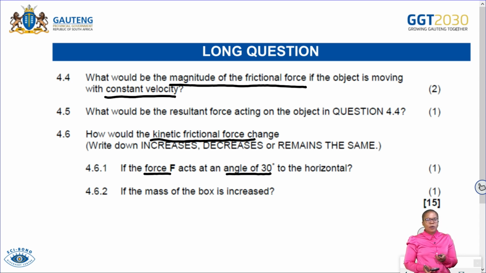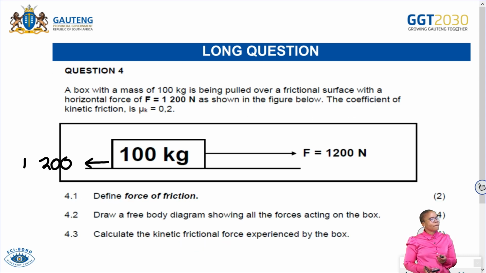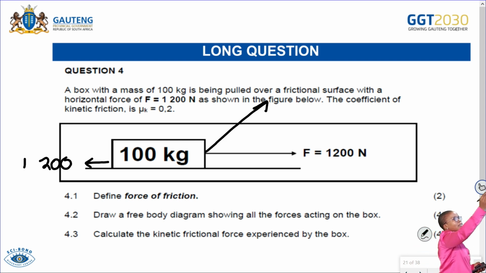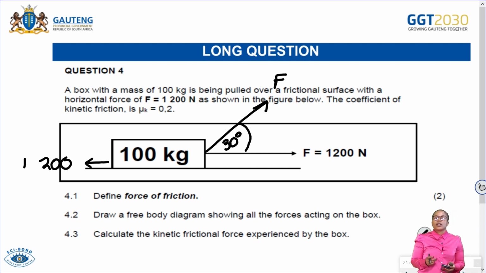Remember now, it's not acting onto the horizontal. Now it is acting like that. So it is your F, which is then creating a 30 degrees angle. Okay, so it will decrease. How? Because now your normal force will be subtracted from, let's just do it together.